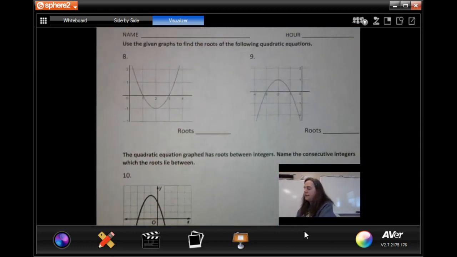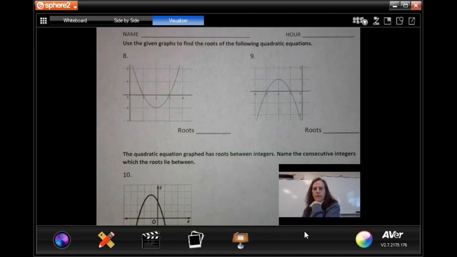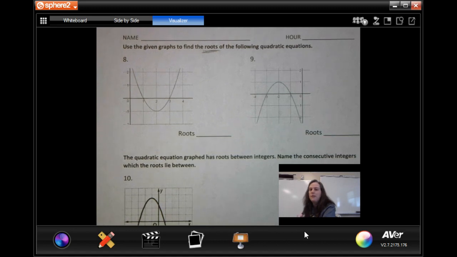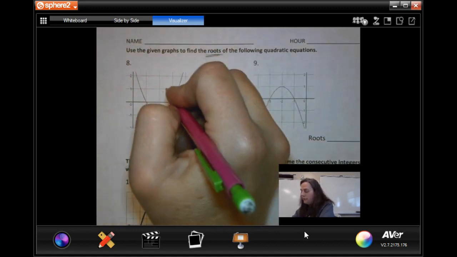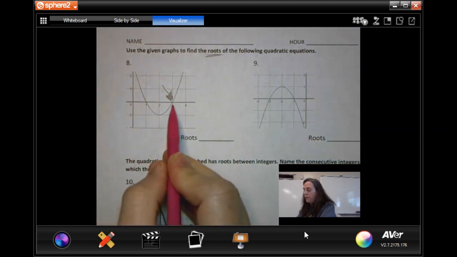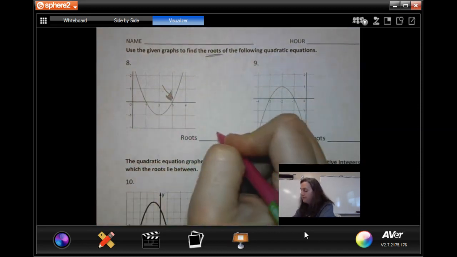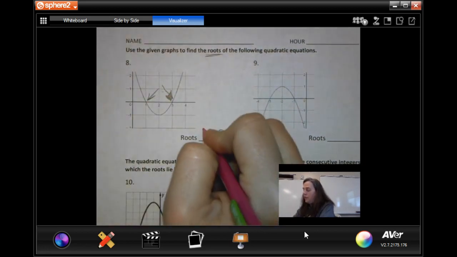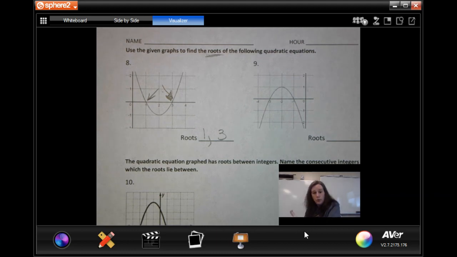Next one says, use the given graphs to find the roots of the following quadratic equations. Now we've done this. These are really cool. The root, the solution, the zero is all the same thing. And it's right there where it crosses the x-axis. So there's one root at 3. And then where else does it cross the x-axis? At 1. So those are roots. They're called the zeros. They're called the x-intercepts, the solutions.